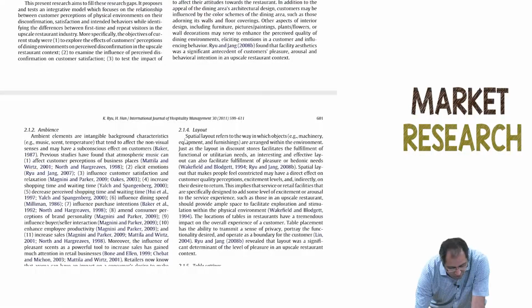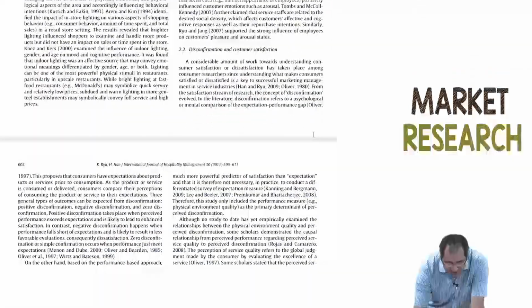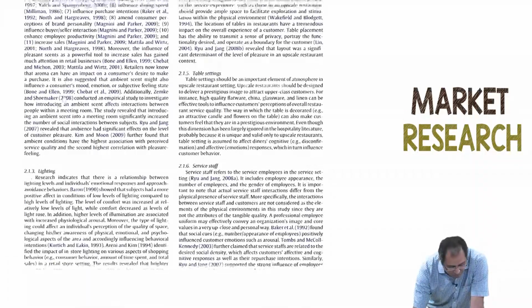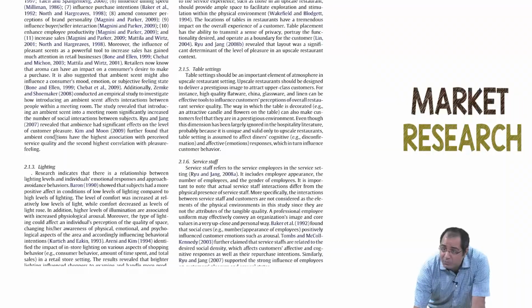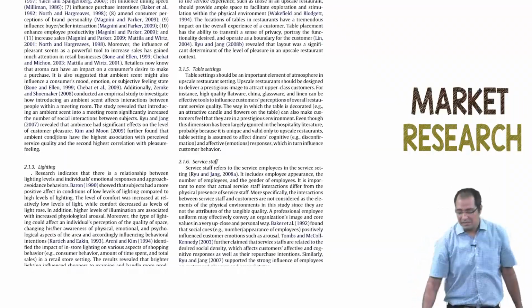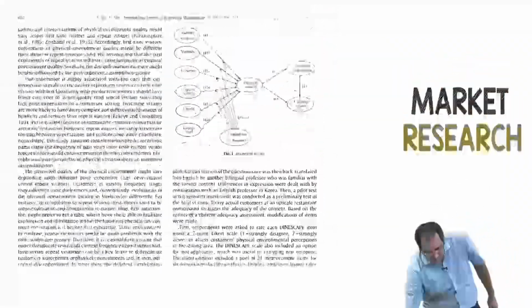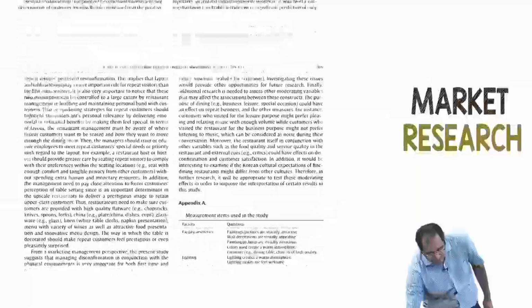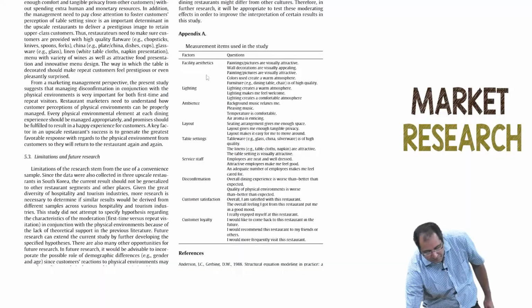Likewise, layout, spatial layout refers to the way in which objects are arranged within the environment. You have everything. Ambience is one, lighting is another. So see what their definition is, and you would also get to know how they are measured in terms of the questions, statements. So these are the statements.